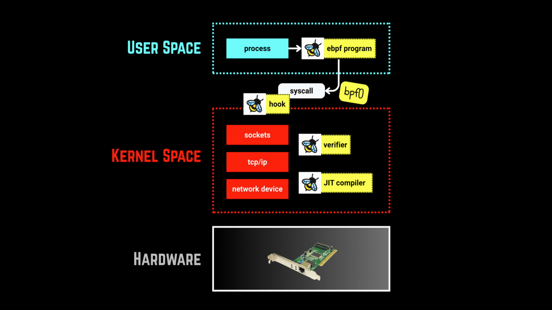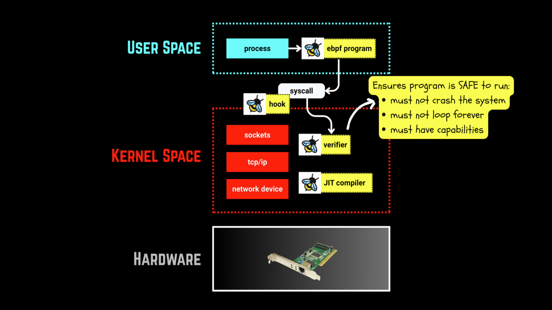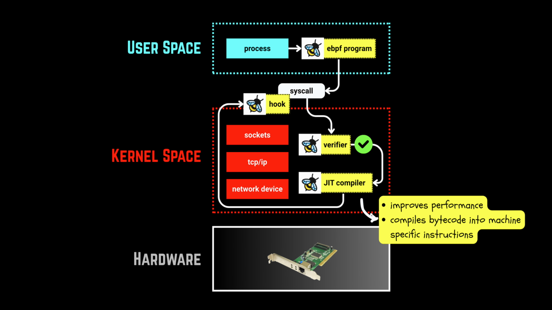Back to the previous example, let's say we want to monitor malicious activities at the syscall exit point. What our eBPF program will do is call the BPF syscall. After that, your program needs to pass through the verifier first. At this stage, the verifier will ensure that your eBPF program is safe to run. It must not crash the system, it must not loop forever, and it must have the necessary capabilities. Once it is approved by the verifier, it will be passed to the just-in-time compiler to improve performance. After that, our eBPF program will be able to run inside the kernel to monitor the syscall exit point.